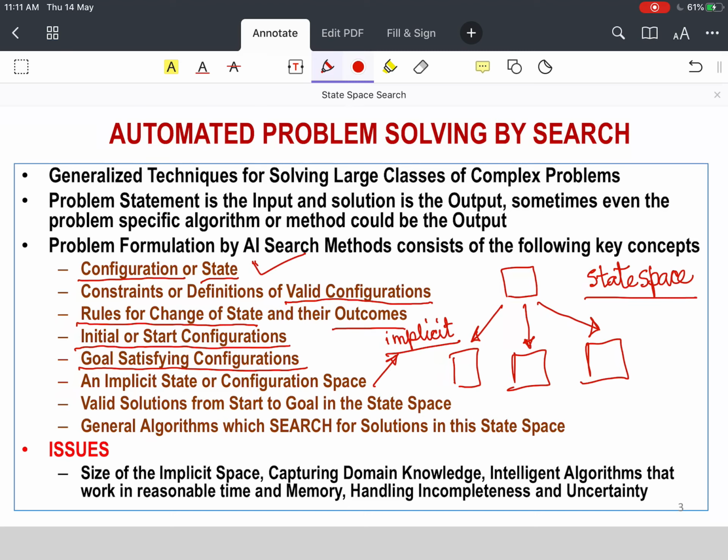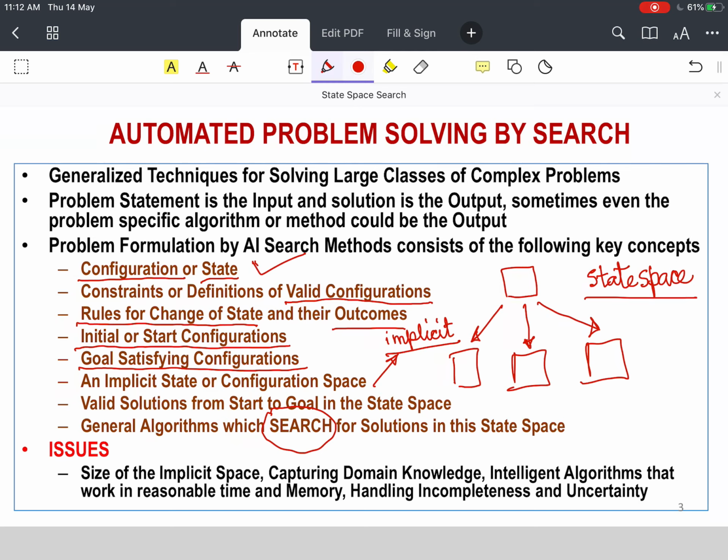And in order to find a valid solution from start to the goals, we wish to search this implicit state space. But our search method is to be such that we would not like to create the whole implicit state space explicitly, but we would like to intelligently explore the implicit state space using the state transformation rules. That forms the class of search algorithms. So the whole automated problem solving by search methodology tries to capture a large class of problems in one paradigm or framework.